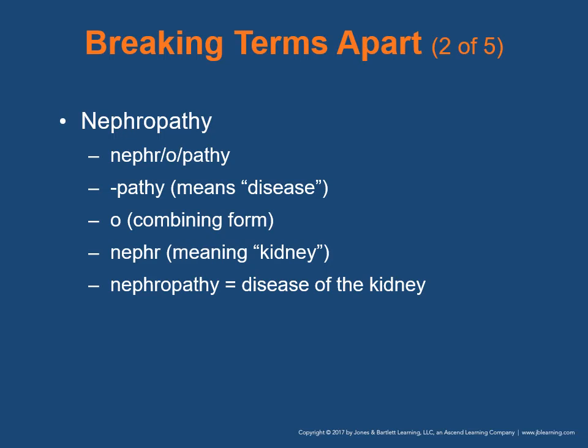Nephropathy. So you have the pathy. So remember, we're going to start with a suffix here, okay? Pathy means disease, all right? The O here is your combining form. It's just to put the two words together so you're able to say it easily. Neph means kidney, okay? So nephropathy, when you combine all those together, means disease of the kidney.